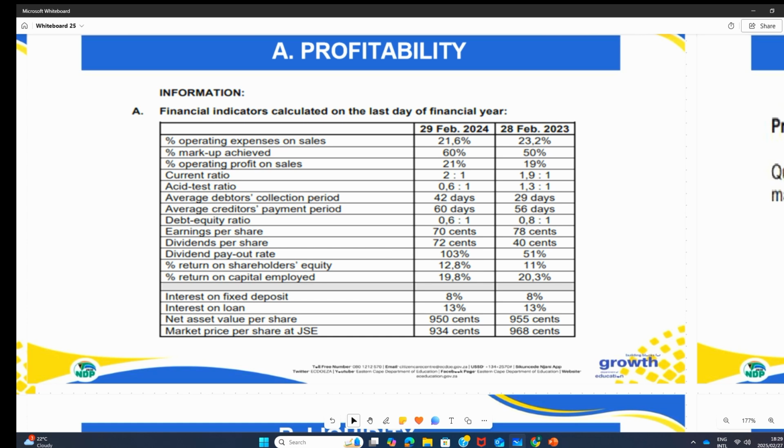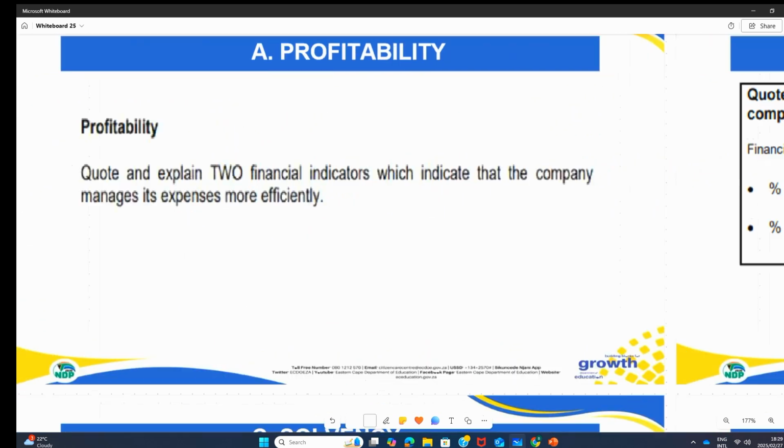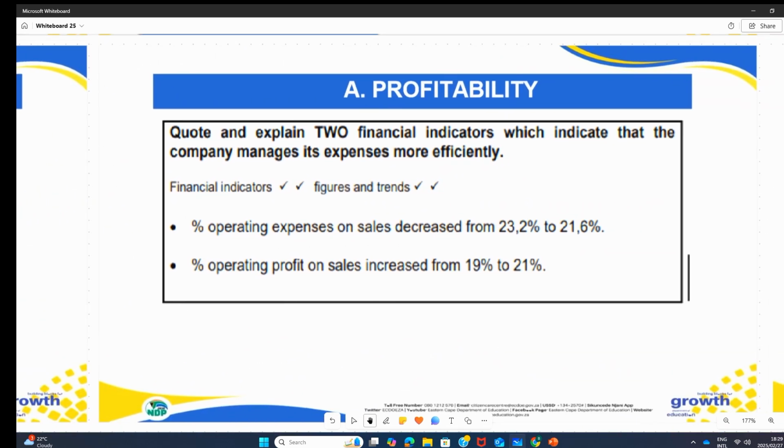So meaning that we are left with 2, which is exactly what we want. We want 2 financial indicators. That is why when we look at our answer here, we have only percentage operating expenses on sales, and we also have percentage operating profit on sales.